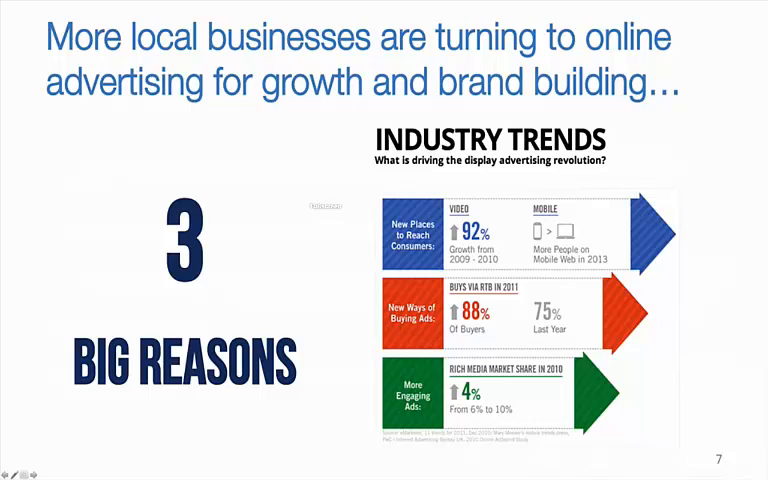Second is new ways of buying advertising. There is a process called RTB, or real-time bidding or real-time buying, that is now becoming a very common way to buy advertising digitally. And essentially, what this allows you to do is to bid in the exact moment on available ad space on sites around the web.